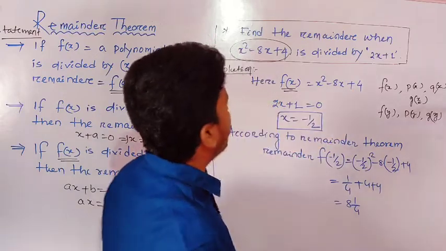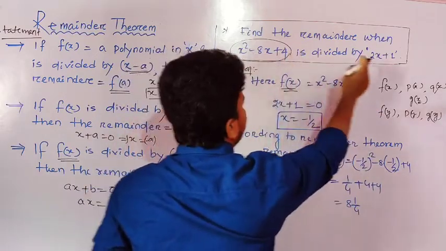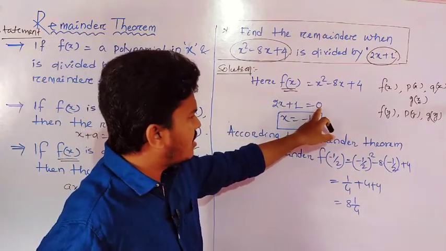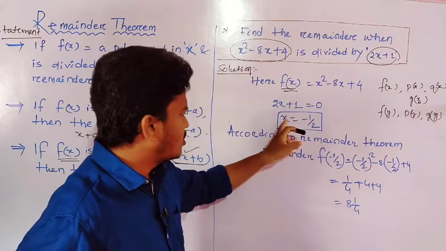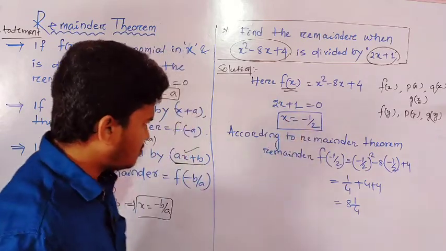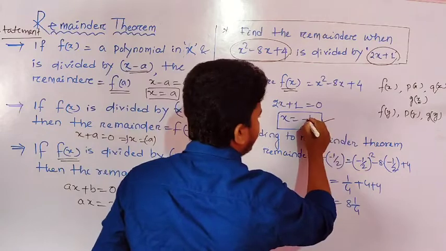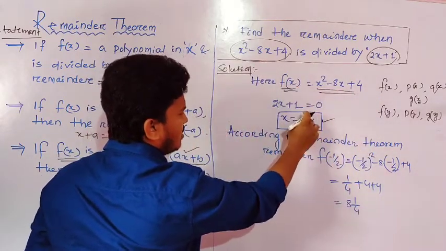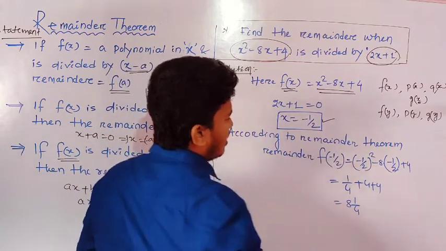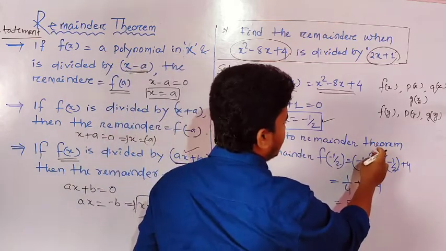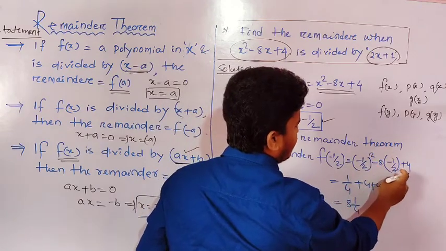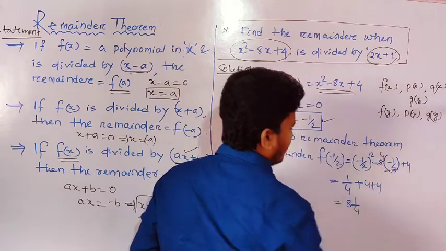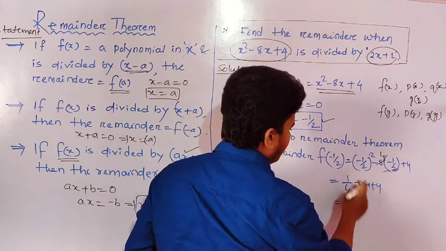We are going to divide this f(x) by 2x plus 1. So this is the divisor, and the divisor is equated to 0. So 2x plus 1 equals 0, so x equals minus 1 by 2. Now we put this value minus 1 by 2 in f(x). So minus 1 by 2 whole square minus 8 into minus 1 by 2 plus 4. Here minus minus is plus, 2 fours are 8, so 4 plus 4, 8, that is 8 and 1 by 4.